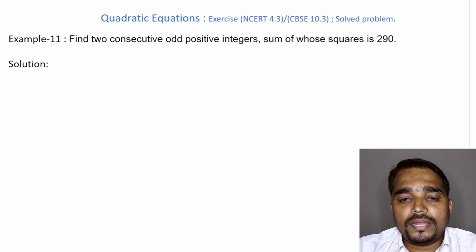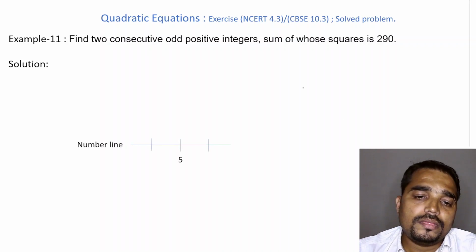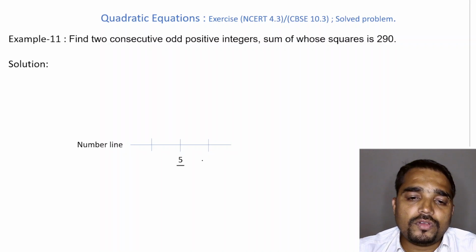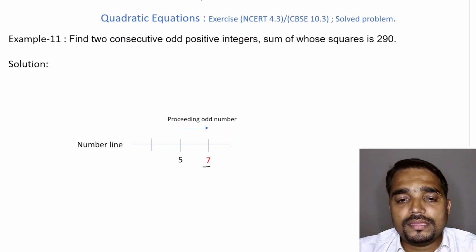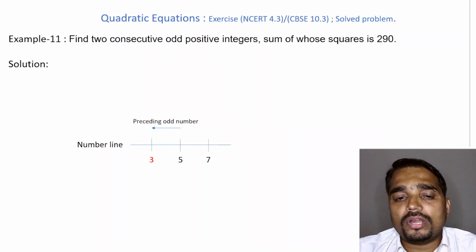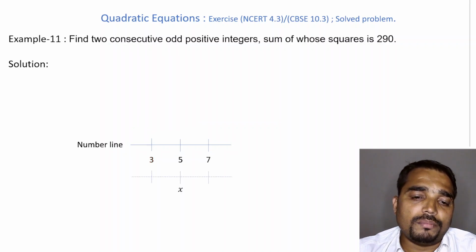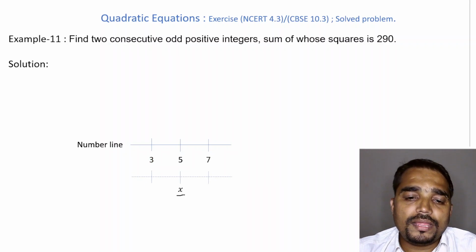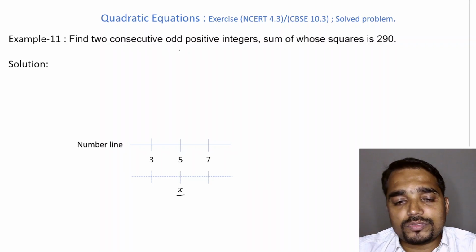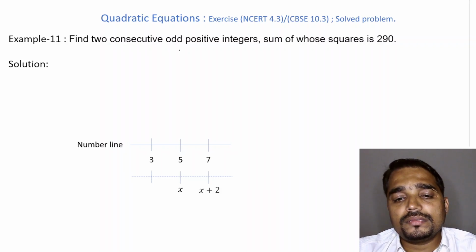line. Let us assume number 5 on the number line. I've taken number 5 on a number line. The next odd number for number 5 would be number 7. Similarly, the previous odd number for number 5 would be number 3. In similar lines, if x is assumed as one of the numbers which is odd on the number line, then the next number would be x plus 2. Similarly, the preceding number would be x minus 2.